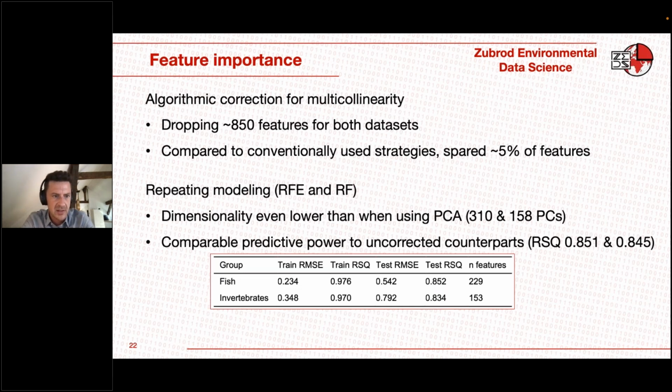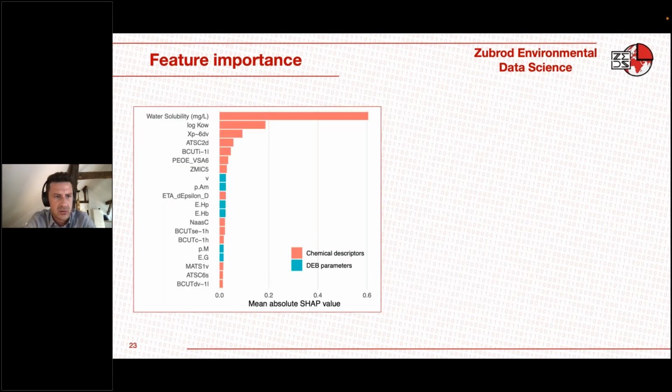And with these corrected data sets, we then repeated our modeling, so both the recursive feature extraction and the random forest step, and found that our final dimensionality was even lower than when using PCA. You can see the number of features for the PCA approach here in the brackets compared to this here. And also we had comparable predictive power in these corrected models to the uncorrected counterparts. Uncorrected models, you can see the test R squared here, and the test R squared for the corrected models down here in the table. And the big pro now was that our models were actually fully explainable. And with that, we were able to apply our SHAP value calculations on which we based our feature importance assessment.